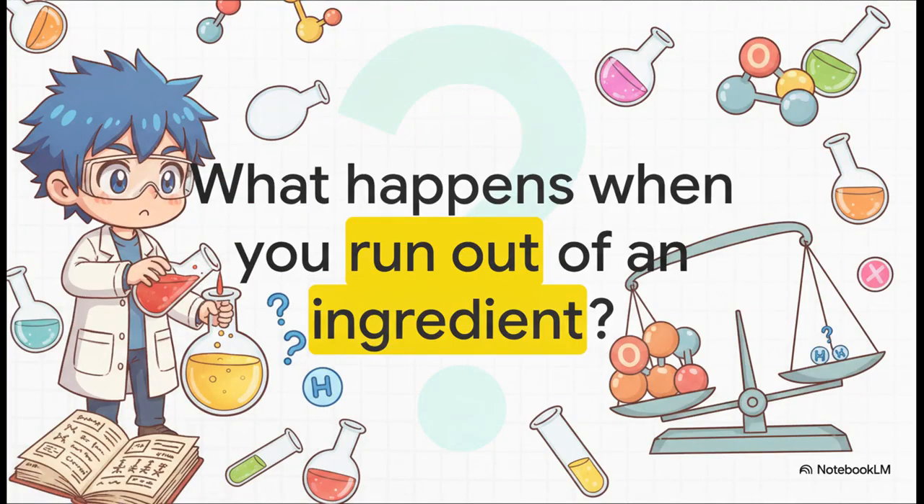Now, we don't always measure things perfectly in a real-world laboratory. And this brings up a genuinely fascinating question. What happens when the universe runs out of an ingredient mid-recipe? What if you dump in a ton of oxygen, but you completely run out of hydrogen halfway through? This introduces the absolutely crucial concept of limiting reagents, where the ingredient you literally have the least of completely dictates how much of the final product you can make, no matter how much extra stuff is floating around.